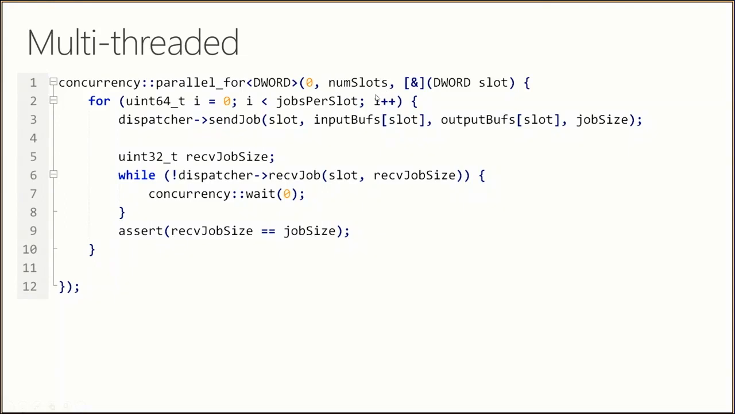Each thread will run a copy of the loop body in parallel, in which each thread sends a job, then waits for the job to complete before starting the next job. Of course, rather than simply waiting, an additional optimization would be to perform more useful work.